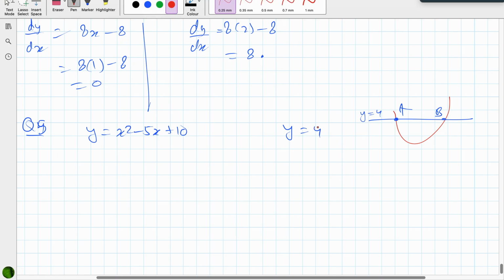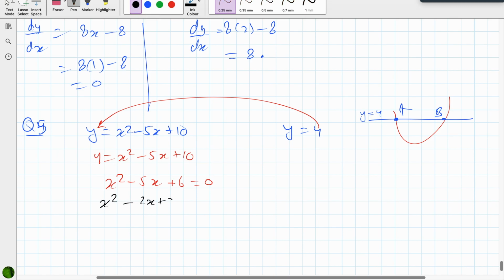It intersects at y is equal to 4, so I'm substituting 4. 4 is equal to x squared minus 5x plus 10. Rearranging, x squared minus 5x plus 10 minus 4, which is 6, is equal to 0. Middle term breaking, minus 2x plus minus 3x plus 6 equals 0. This is minus 3x.